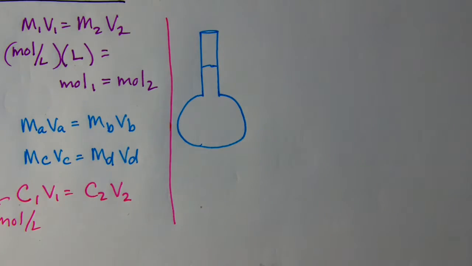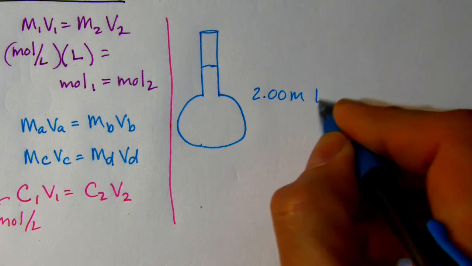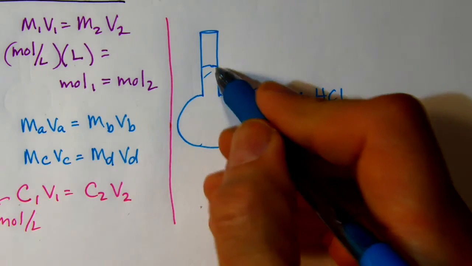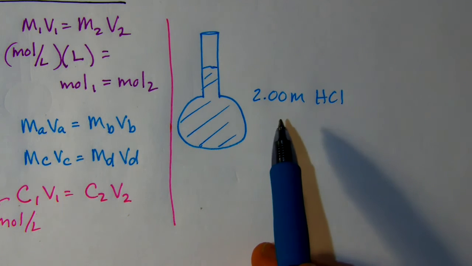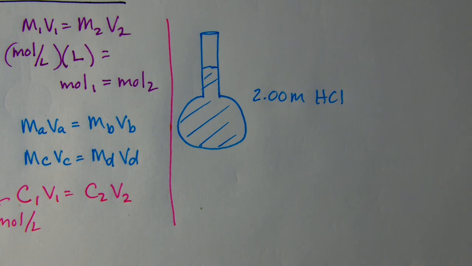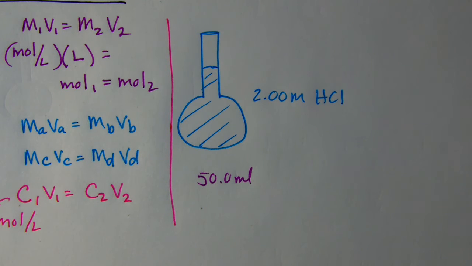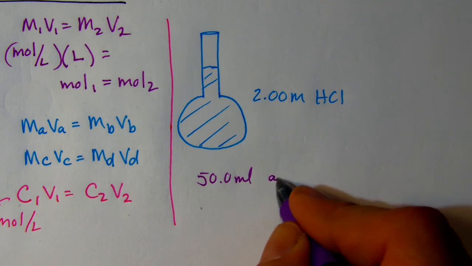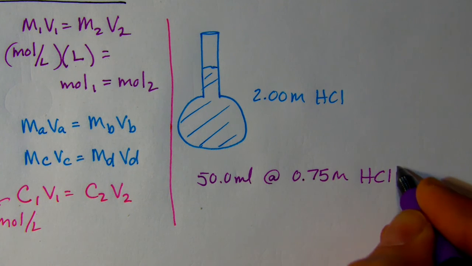So here's a situation where I make a 2.00 molar HCl. That's not the most dangerous stuff in the world, but we don't need to be walking around with it, all right? So here's our hydrochloric acid, all right? But I tell you that you don't need this strong. You need to have a smaller sample. So I'm going to say you're doing a lab and you need 50.0 mLs, and you have to have it dilute at 0.75 molar. Let's pick this molarity of HCl. Okay, so that's what Benway tells you.